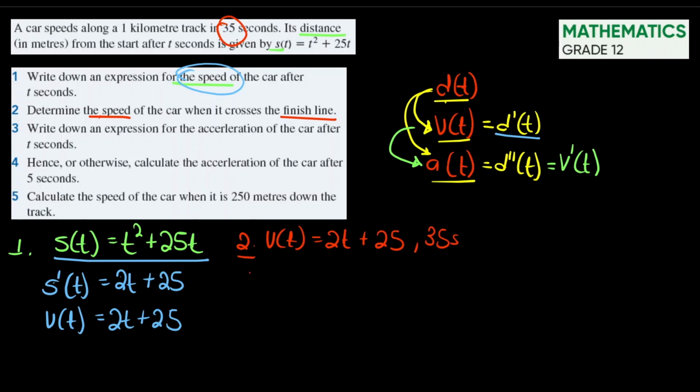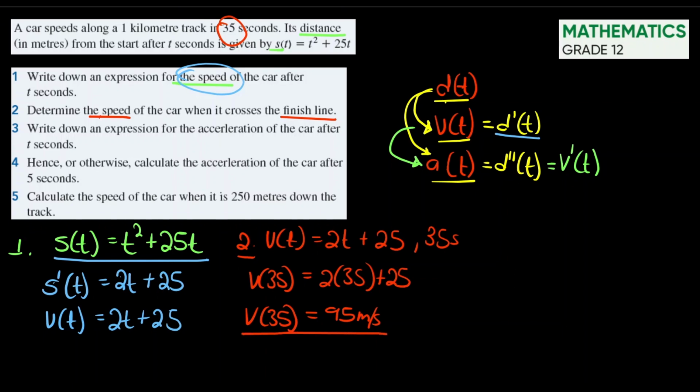So remember, it's in terms of time, so we just substitute our time with this t: 2 times 35 plus 25, and that gives our velocity after 35 seconds, or when the car crosses the finishing line. If you plug this into the calculator, 2 times 35 gives you 70, 70 plus 25 gives you 95, and velocity is in meters per second, so it will cross the finishing line at a velocity of 95 meters per second.